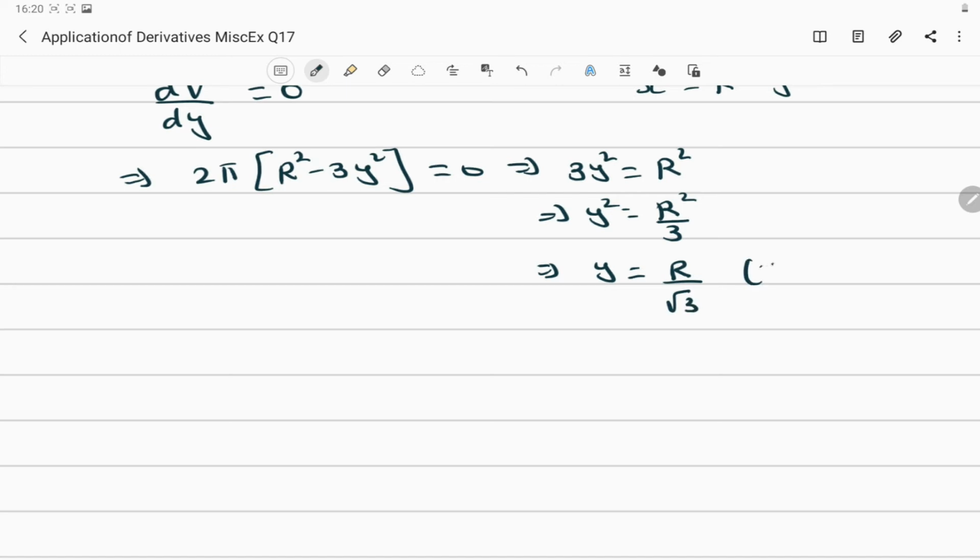Since y is representing a length, y cannot be negative, so y should be equal to R by root 3. Therefore y equal to R by root 3 is a critical point.